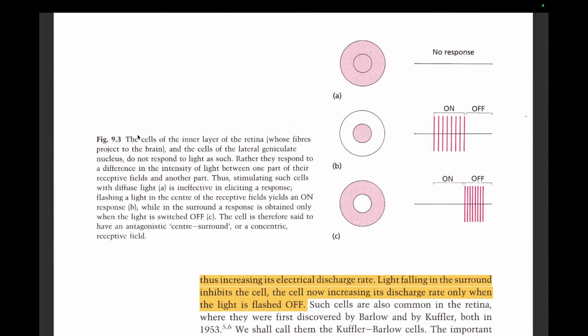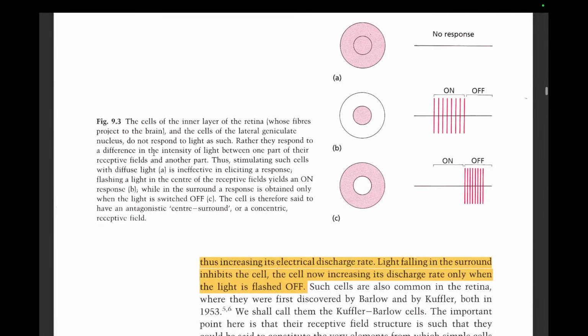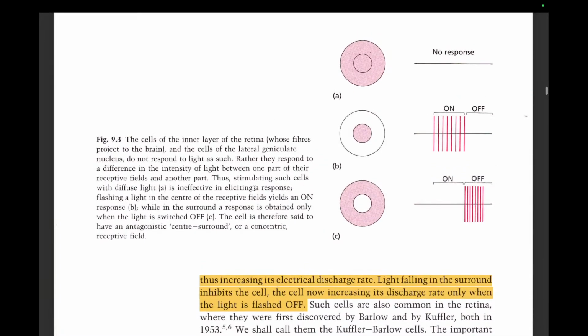So the cells of the inner layer of the retina, whose fibers project to the brain, of course, and the cells of the LGN do not respond to light as such. Rather, they respond to the difference of intensity of light between one part of the receptive field and the other. So if you shine light on the entire field, there's no response. Thus, stimulating such cells with diffuse light is ineffective in eliciting a response.